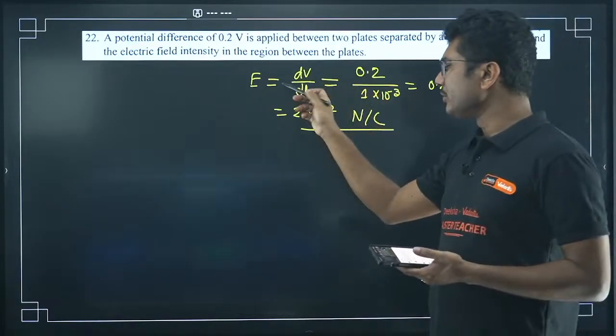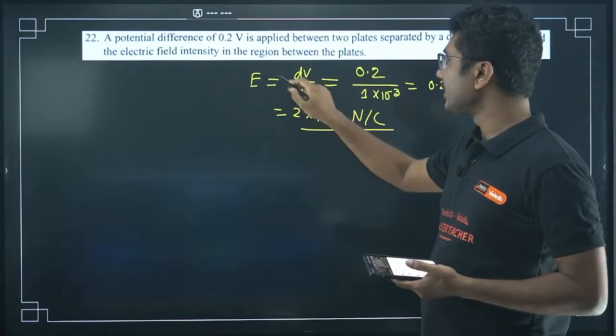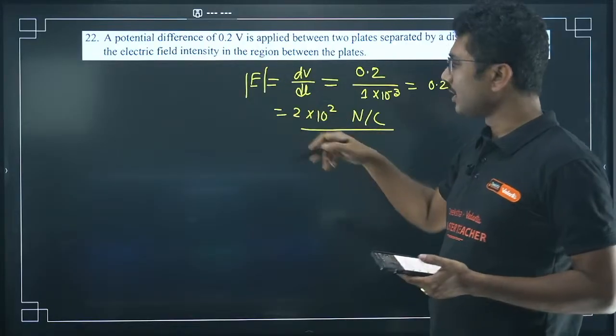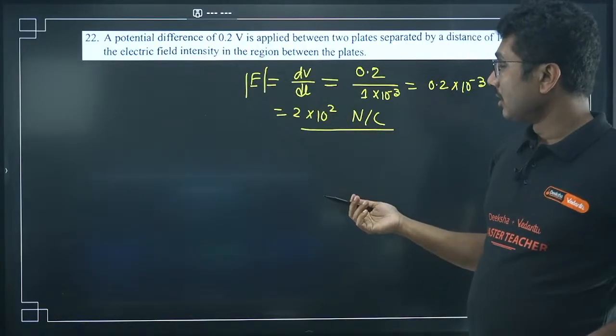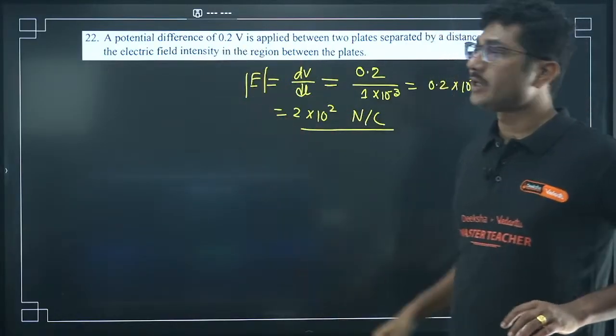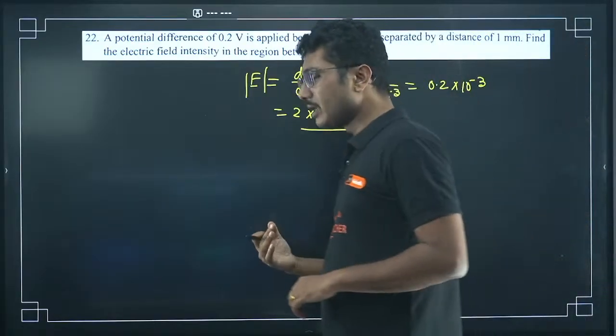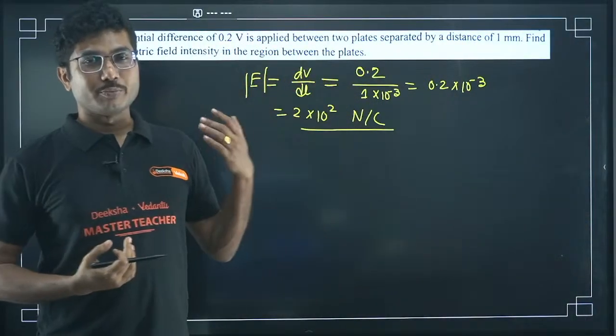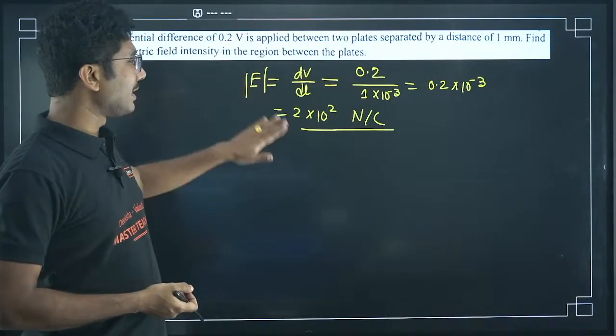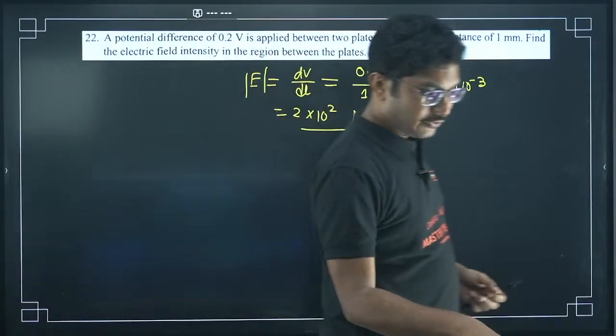The negative sign, you can skip that as well. If you say this is the magnitude, then the negative sign is not needed, because the direction of potential difference, from which plate to which plate, is not provided, okay. Based on that you can calculate it, otherwise the magnitude is correct, okay.